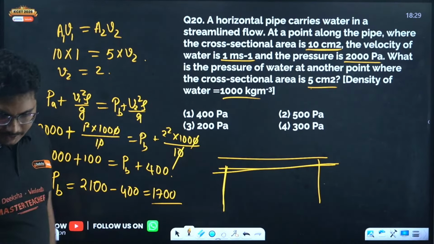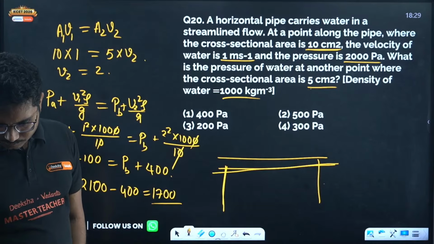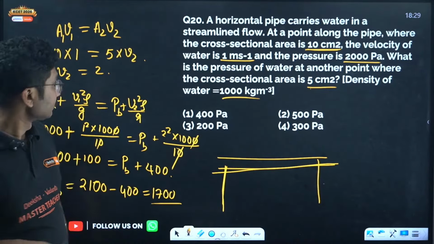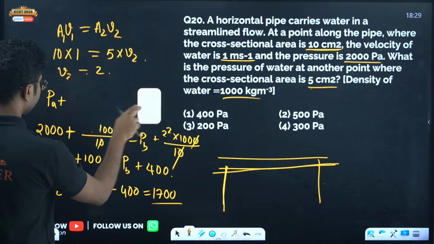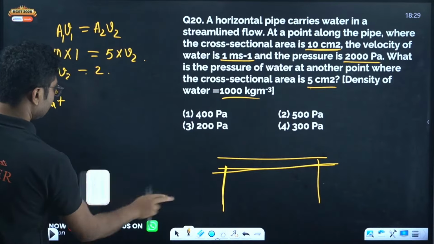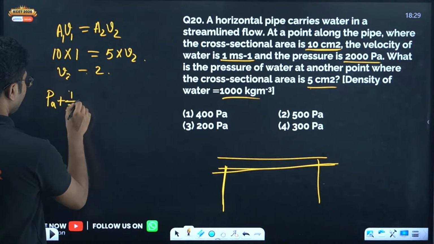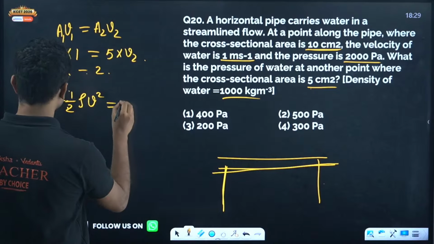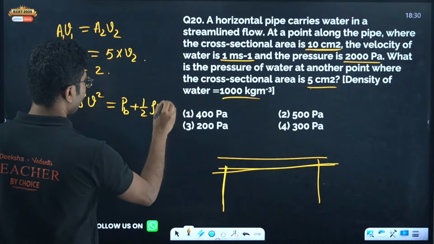Yes, 2 meter per second is correct. Thank you, Alpha. Sorry, it will be half rho v square. G will not come here. Half rho v1 square plus P equals PB plus half rho v2 square.